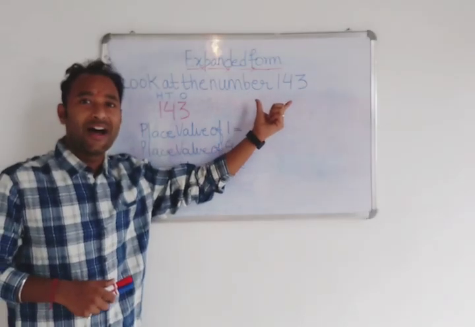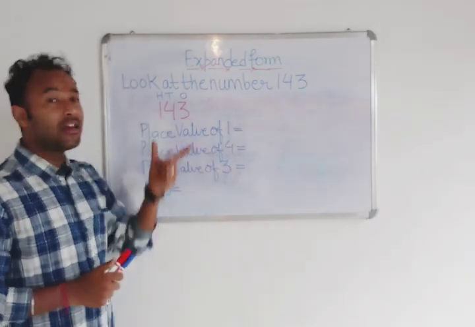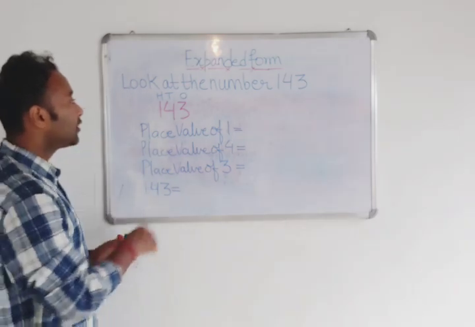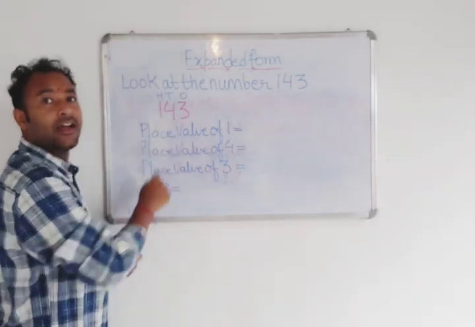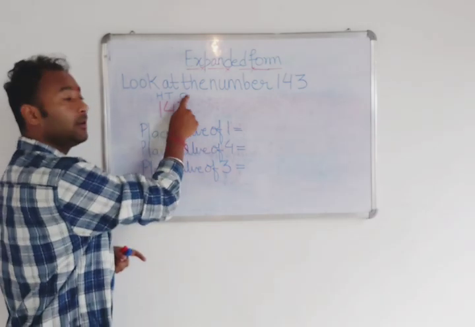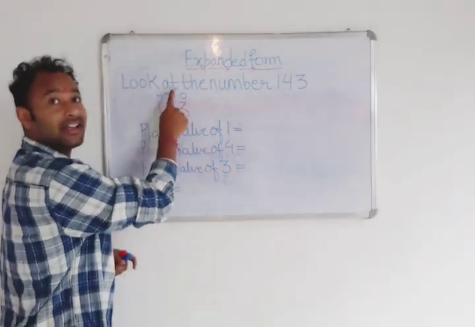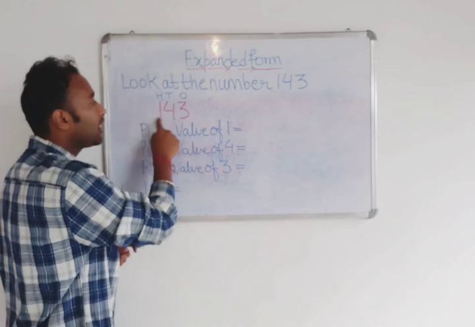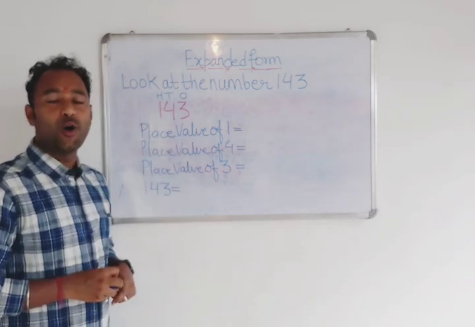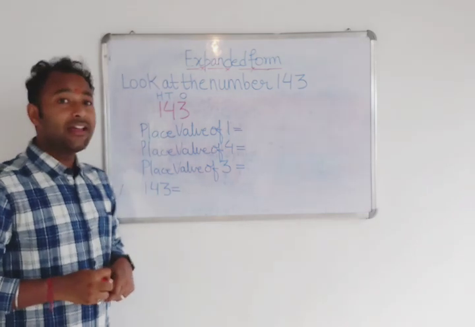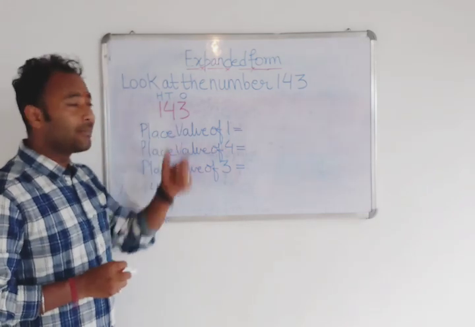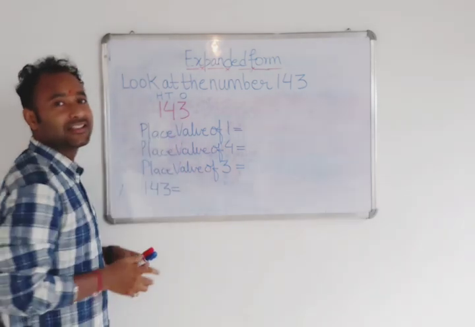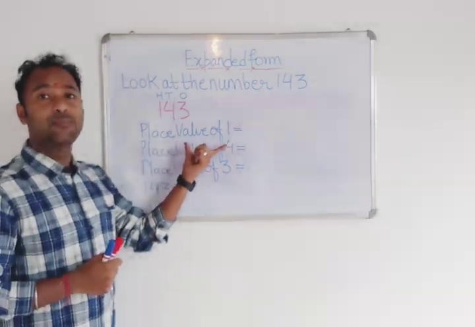Take the number 143. First of all, as I have already told you, you should know the place value. So first we will tell which digit is in which position. 3 is in ones, 4 is in tens, and 1 is in hundreds. Understood, students? So first you know the place value of all the digits. If I ask how many digits are in this number, yes, there are 1, 2, 3 digits. Now we will start writing the place values.